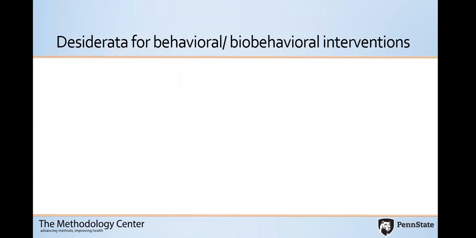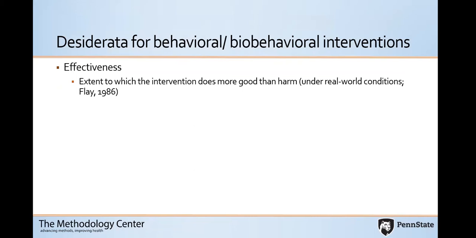But before we get there, let's take a moment to talk about four desiderata for behavioral and biobehavioral interventions. The first one we all know, effectiveness. Now, I should stop for a moment and say, there's an important distinction that's drawn between efficacy and effectiveness. And everything I say in this presentation applies to efficacy as well. I just don't want to have to keep saying efficacy or effectiveness. So I'm going to stick to effectiveness today. So effectiveness is the extent to which the intervention does more good than harm under real world conditions. Of course, efficacy is the extent to which the intervention does more good than harm under highly controlled experimental conditions.